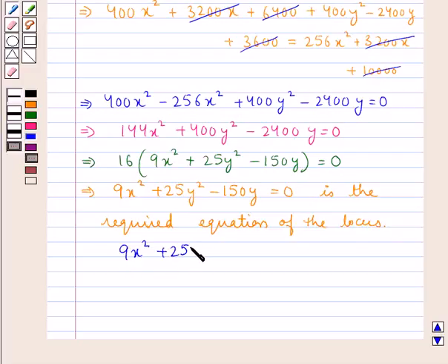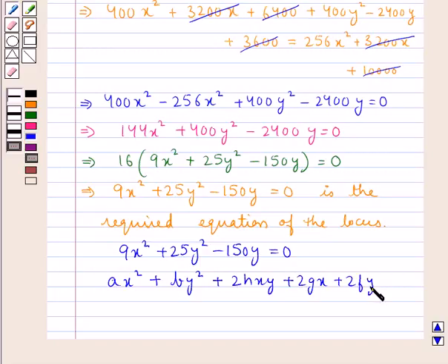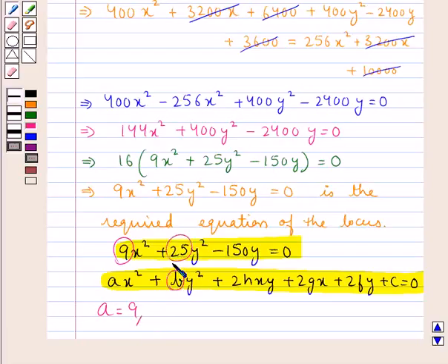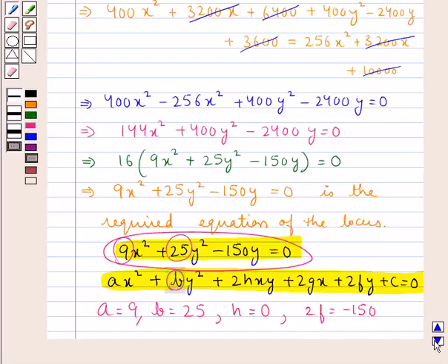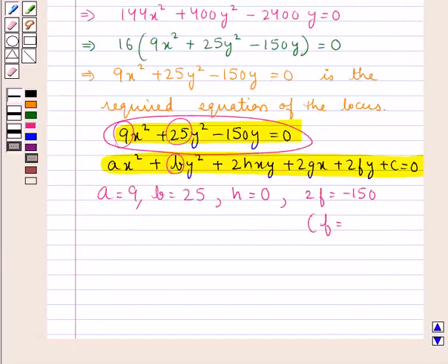Now 9x square plus 25y square minus 150y equal to 0 is compared with the general equation of the ellipse, which is ax square plus by square plus 2hxy plus 2gx plus 2fy plus c is equal to 0. Now on comparing these two equations, we get that a is equal to 9, b is equal to 25, and as in this equation we don't have any term containing xy, this means that h would be 0 in this case, and also we find that 2f is equal to minus 150, which means that we have f equal to minus 75.